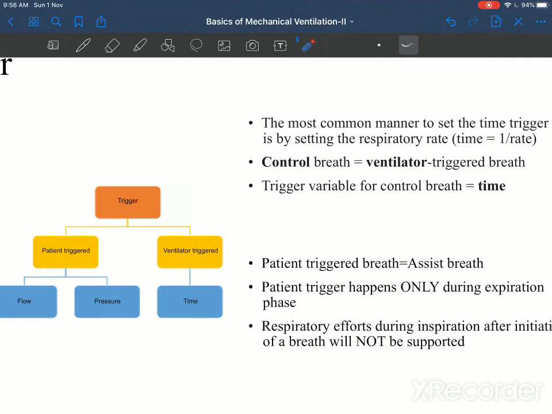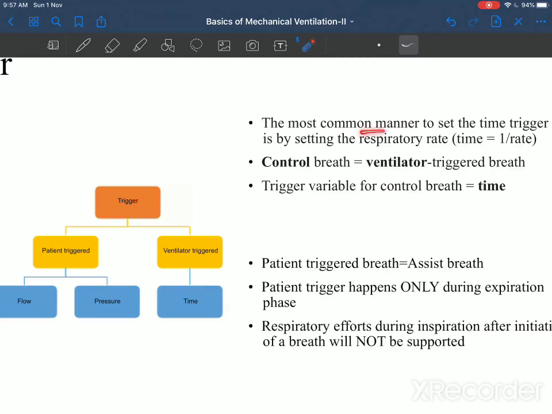So if the patient is taking a breath in, what happens? The flow reduces or the pressure reduces. If it reduces below the threshold set by you on the ventilator, then the ventilator gives a breath to the patient. Here the patient starts the ventilation, but how much pressure is given or how much flow is given and when inspiration ends is all determined by the ventilator. So trigger just means how the ventilator is going to initiate a breath, on what parameter the patient is going to receive a breath from the ventilator.